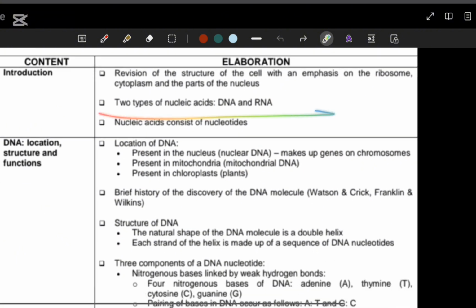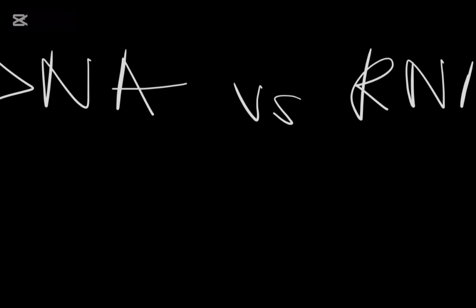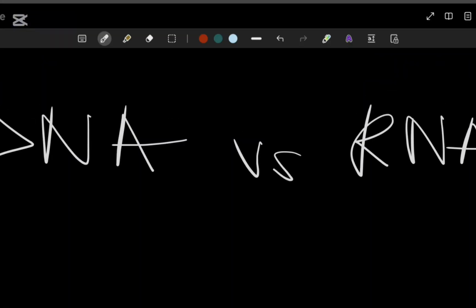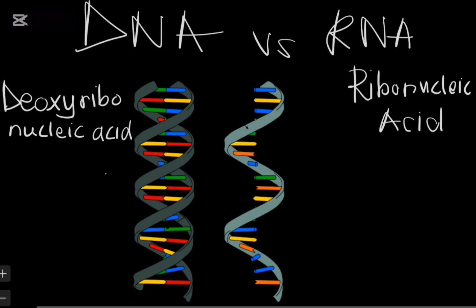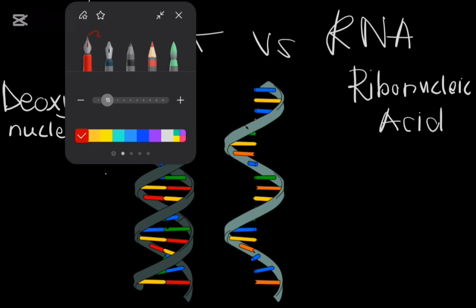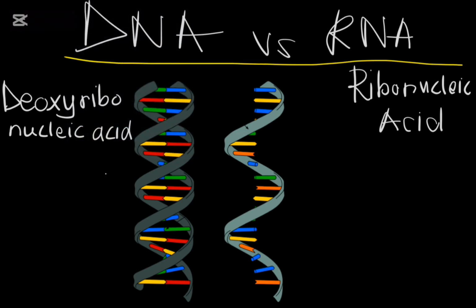We are now going to be looking at the two types of nucleic acids, being DNA and RNA. We have DNA, RNA. I'm gonna get you a diagram now to just help look at that. We are now looking at DNA versus RNA.